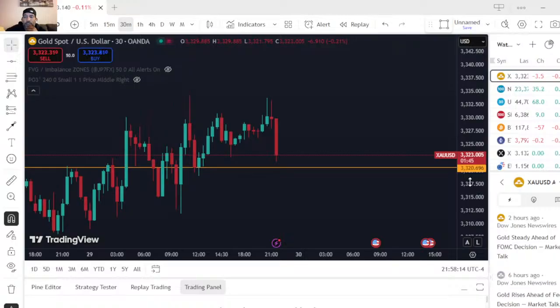We got a little less than 2 minutes, about a minute and 45 seconds here. Let's take a look at what gold's going to do, how it's going to close on the 30-minute, and let's see how the other candle opens up.